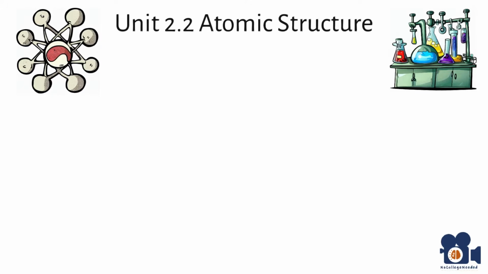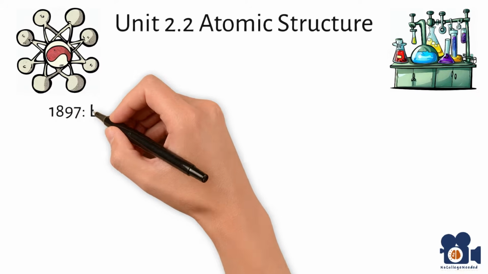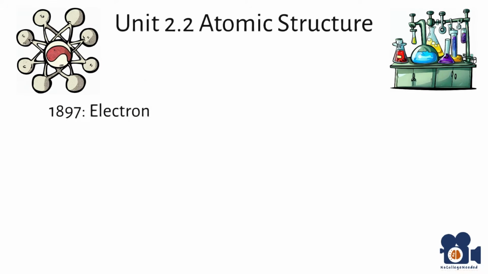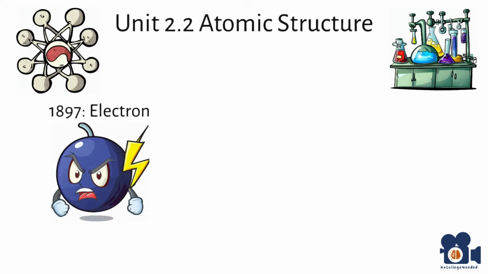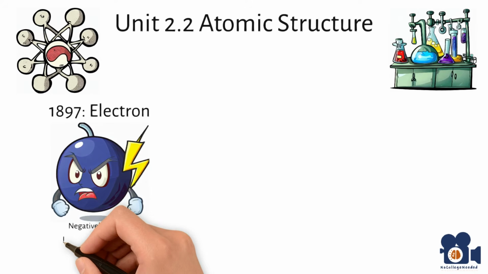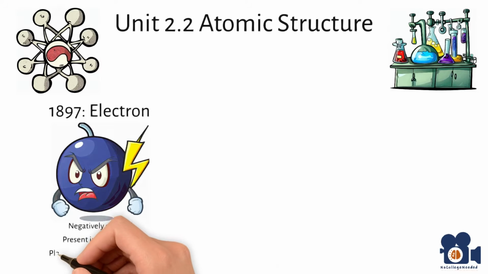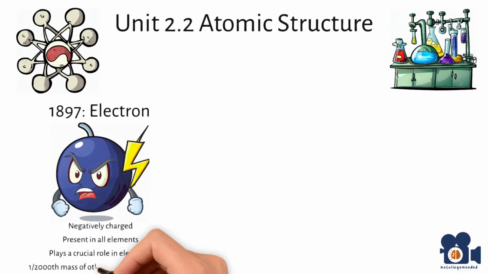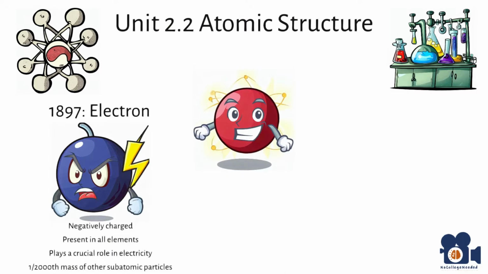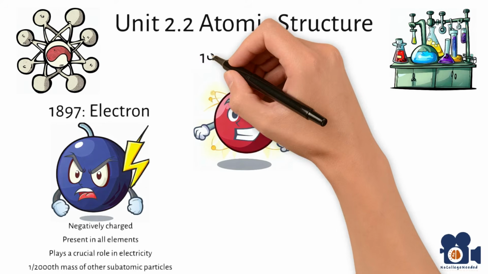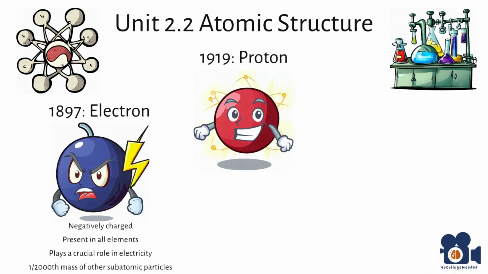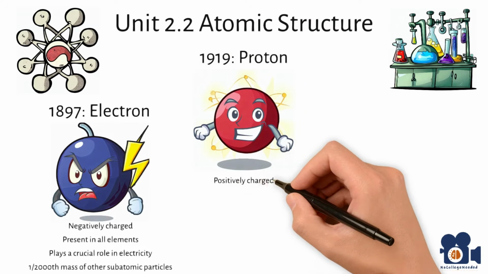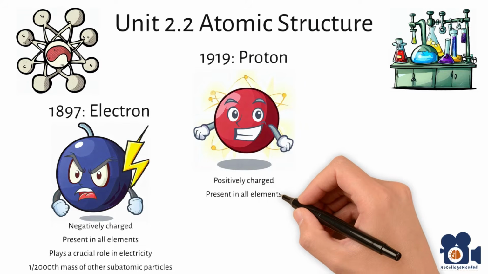The first subatomic particle was the electron and was discovered in 1897 by J.J. Thomson. Electrons are negatively charged, are present in all elements, and play a crucial role in electricity. They are much smaller in mass compared to the other subatomic particles, being approximately 1/2000th of the mass. The proton, a positively charged subatomic particle, was discovered next in 1919 as the counterpart to the electron. It has a mass roughly 2,000 times greater than the electron.